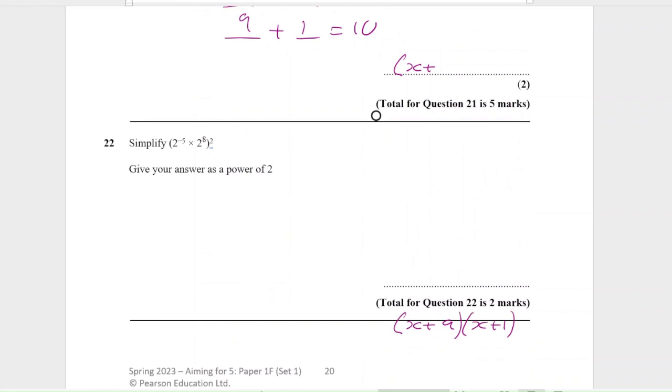And question 22. So in some versions of this paper, this isn't as a power. And let's just re-add that there. Take it out from there. When we multiply, we add the powers. So we're going to have 2 to the power 3 to the power 2, and then we multiply the powers. So it's going to be 2 to the power 6.